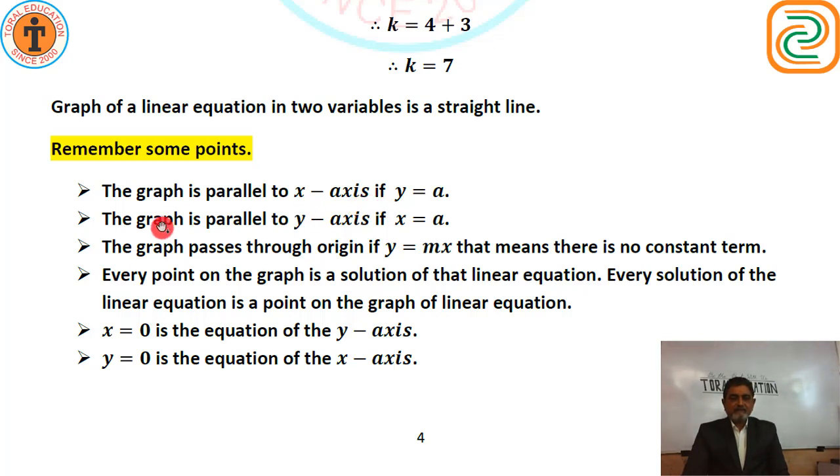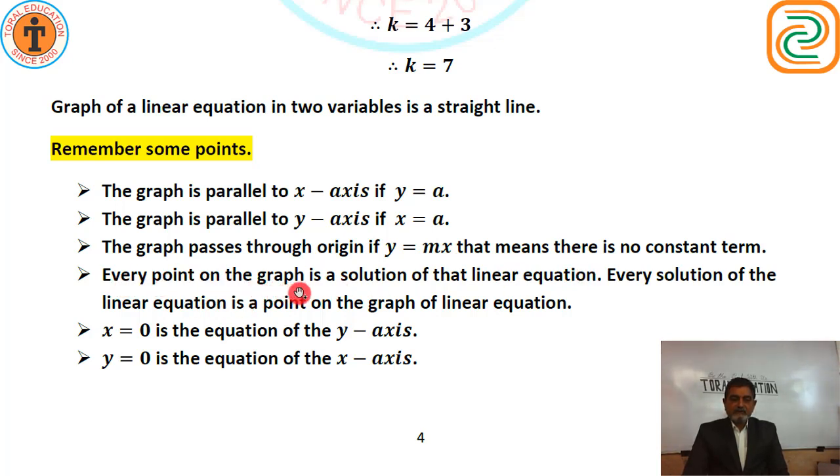The graph is parallel to the y-axis if x equals a. Therefore, there is no y at all. If there is no y in the equation, it is parallel to the y-axis. The graph passes through the origin if y equals mx, that means no constant term. See, y equals mx means y and x, two variables are there, and there is no constant term.